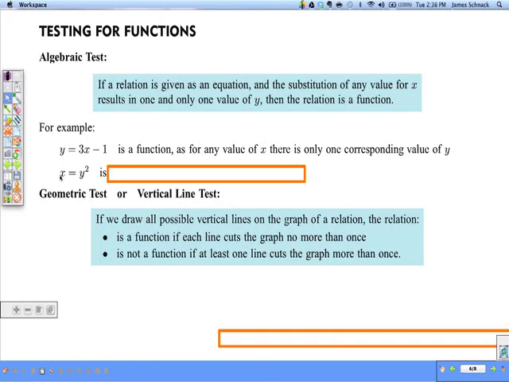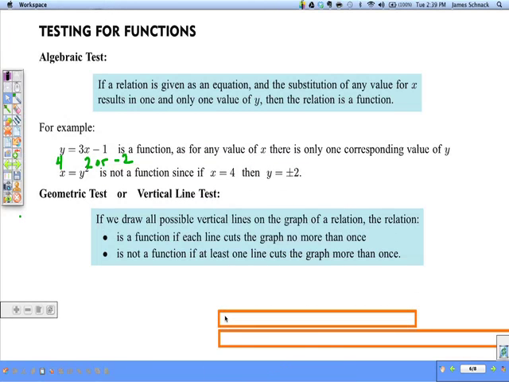However, x equals y squared. If I plug in x equals 4, y could be 2 or negative 2. So this is not a function, because for the input of 4, there are two different outputs, and that violates the definition of what a function is. Remember, a function is any relation that has exactly one output for every input.